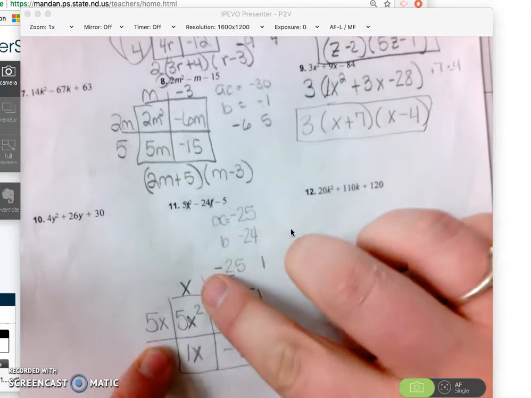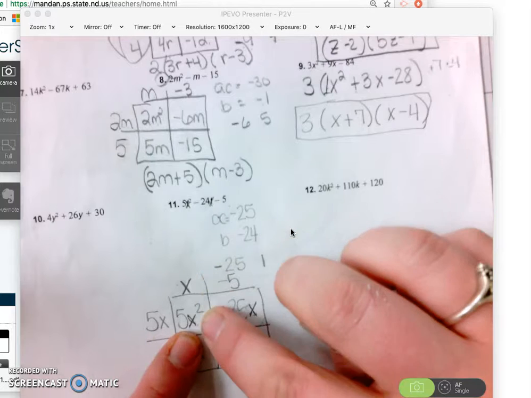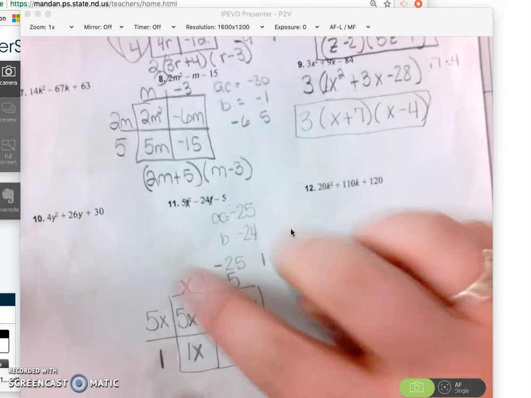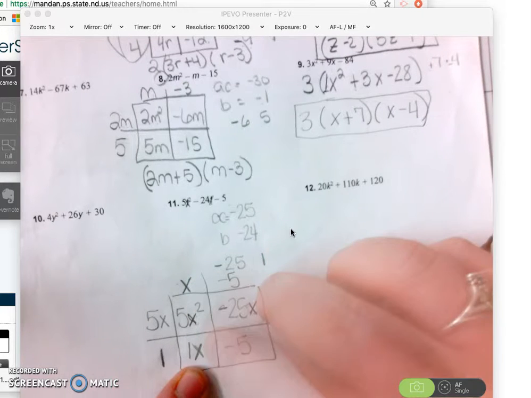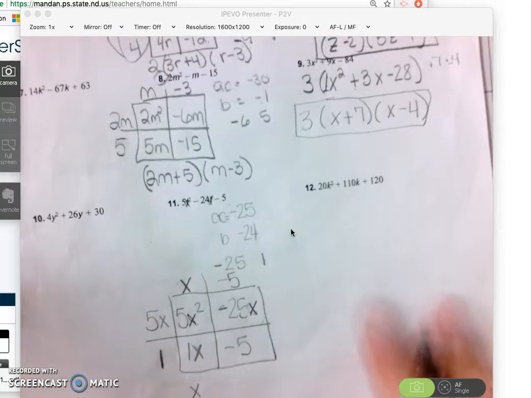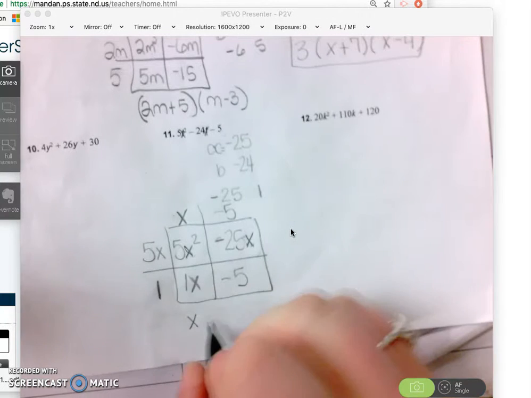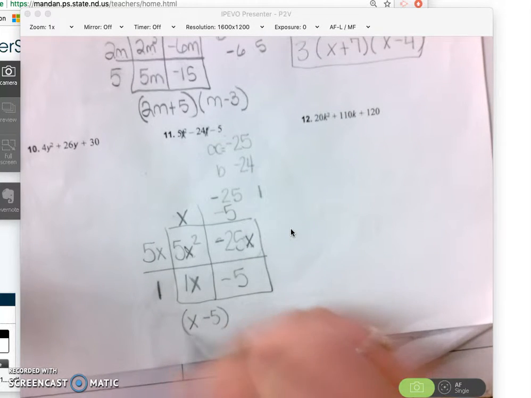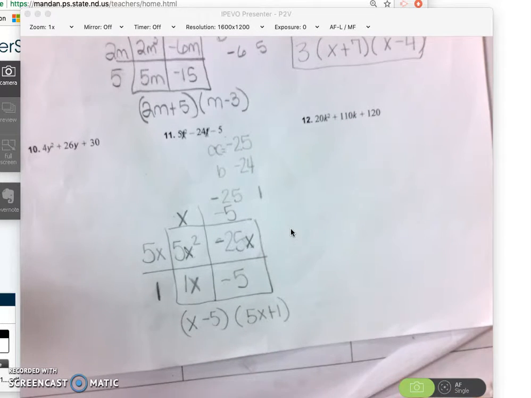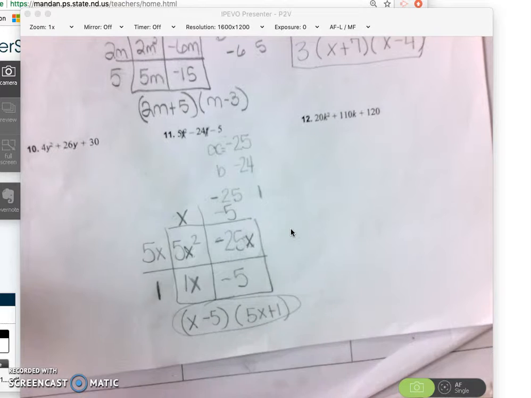Checking my work. 5x times x is 5x squared. Negative 5 times 5 is a negative 25x. 1 times x is 1x. And negative 5 times 1 is negative 5. So x minus 5, 5x plus 1. Done.